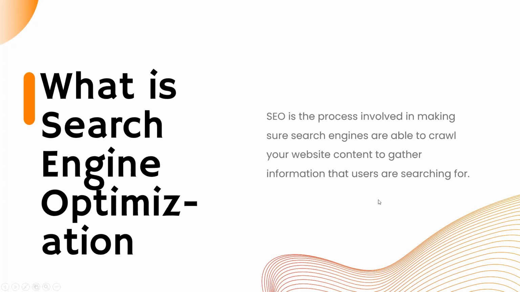So what is search engine optimization? It is the process involved in making sure that search engines are able to crawl your website contents or your content online to gather information that users are searching for. So, every day you go online and search things on Google. For example, you can search for shoes near me, or where to buy cheap shoes in Nigeria, or how much does a Samsung S24 Ultra cost.